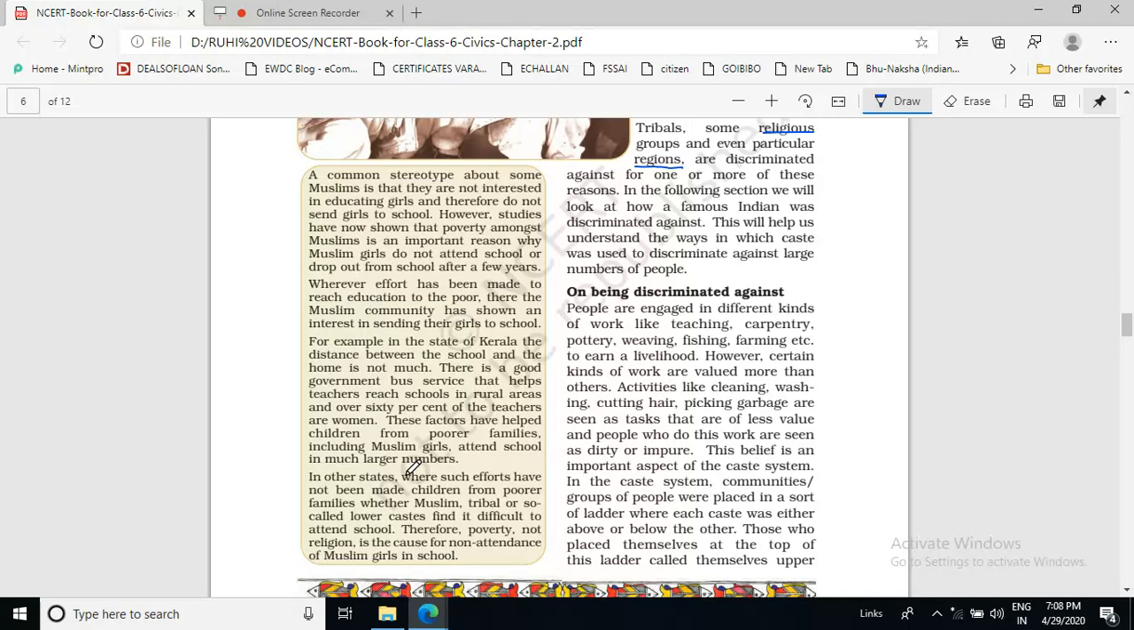Now, we are here on being discriminated against. People are engaged in different kinds of work like teaching, carpentry, pottery, weaving, fishing, farming, etc. to earn a livelihood. We all know that we all do some work in order to earn a livelihood. If we don't work, then what will happen? We won't be able to earn a livelihood and our life will become very bad. So we do something in order to earn money.